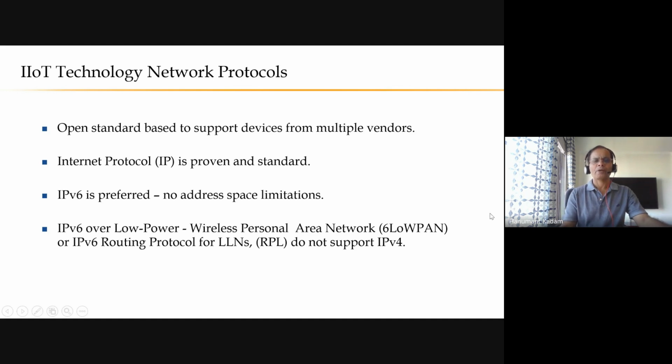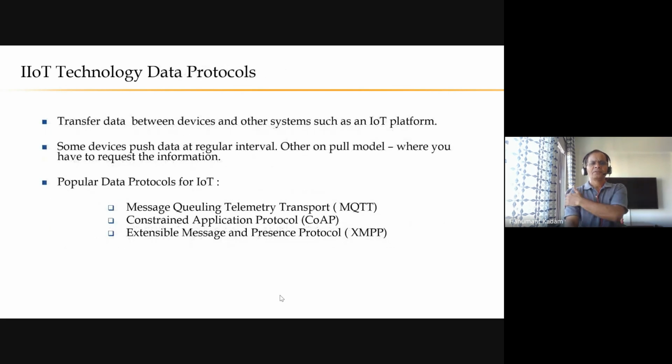So Internet Protocol (IP) is proven and standard. IPv6 is preferred, with no address space limitations. Then IPv6 over low power wireless personal area network, and IPv6 routing protocol for LLNs, which do not support IP. So I'm skipping this last text, but you see, these are the protocols which are used for your IIoT technology data protocols.